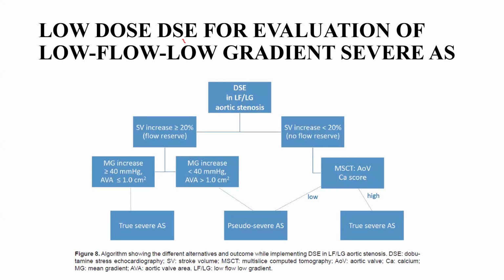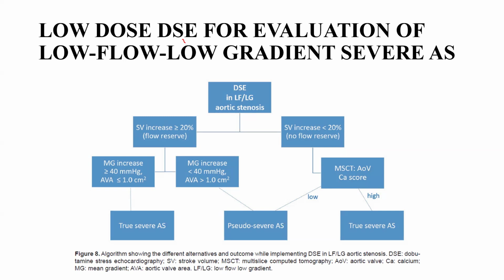Now, with respect to the severe AS, the low flow, low gradient aortic stenosis. If you're able to elicit stroke volume increase of greater than or equal to 20%, then you know that, like we said, your outcome post-op is better. You have good reserve. So your stroke volume has increased to more than 20%. Your mean gradient has increased to greater than or equal to 40, okay? And the aortic valve area is less than 1. It's a true aortic stenosis.